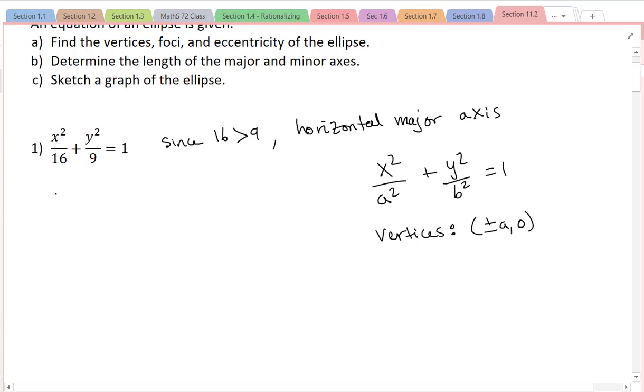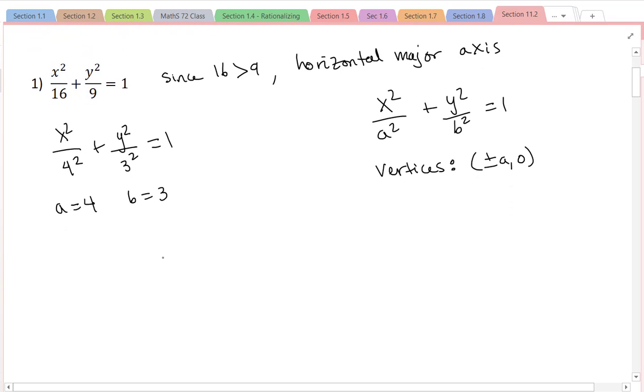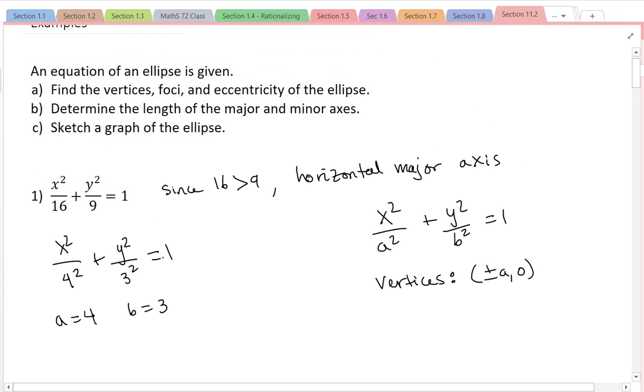So what am I squaring to get 16? We're squaring 4. So this is 4 squared plus y squared over, what am I squaring to get 9? So that will be 3 squared. So that means that a is equal to 4 and b is equal to 3. And so now I can find, let's see, it asks me to find the vertices. So now I can write what those are.